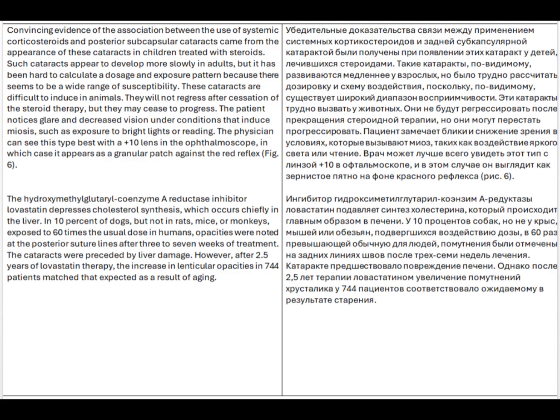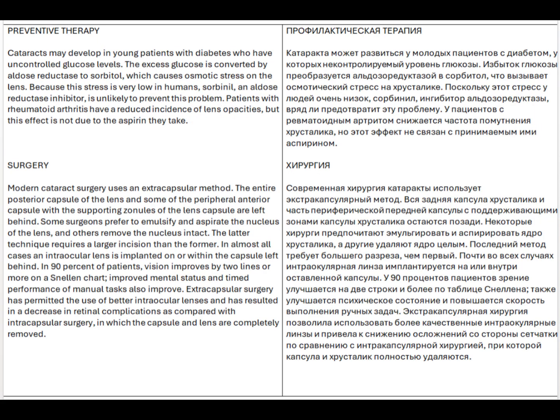The HMG-CoA reductase inhibitor lovastatin depresses cholesterol synthesis, which occurs chiefly in the liver. In 10% of dogs, but not in rats, mice, or monkeys, exposed to 60 times the usual dose in humans, opacities were noted at the posterior suture lines after 3 to 7 weeks of treatment. The cataracts were preceded by liver damage. However, after 2.5 years of lovastatin therapy, the increase in lenticular opacities in 744 patients matched that expected as a result of aging.